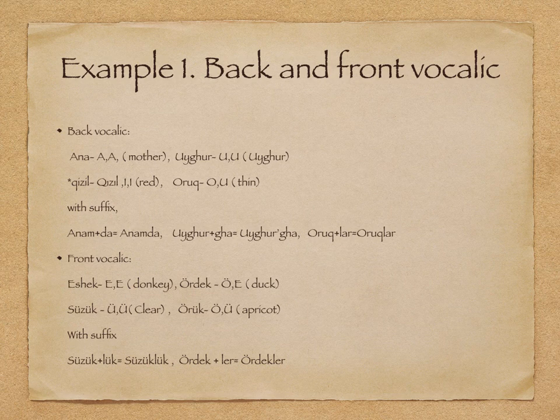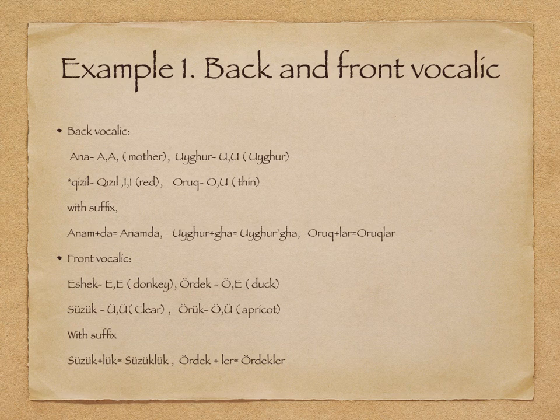Front vocalic, which is a, u, right? So in here, eşek, right? This is internal word harmony. Ördek, and a, also internal word harmony, right? So a and a together. Suzuk, clear, u, it's both front. Uruk, apricot, and front.